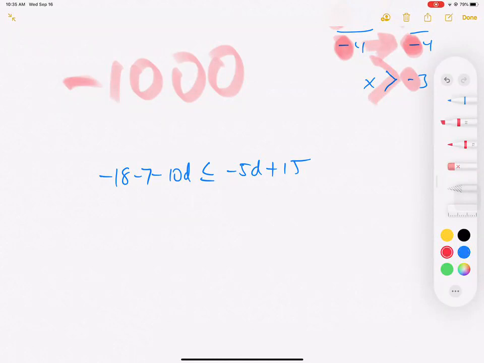First rule is to figure out what our like terms are. I have 18 and 7, those are like terms. And then I have the d and d, those are like terms. So now combine these. Negative 18, negative 7 become negative 25. Now, you make a choice. I have negative 10d and negative 5d. Which side actually has more d's? The negative 10 or the negative 5?